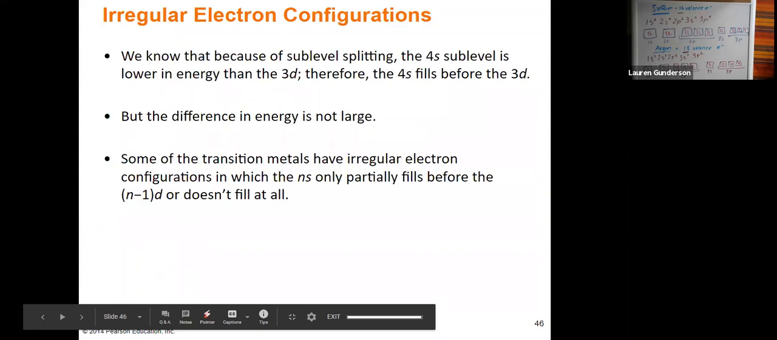Of course, not everything works out perfectly, and there are some irregular electron configurations that we have to look at. And that happens because we have that sublevel splitting that we were talking about before, where you end up with some sublevels that have a higher N value, but they still are at a lower energy level. So like the 4s sublevel being lower in energy than the 3D sublevel is an example of that. The energy difference between them, it's not a huge energy difference, okay? It is a difference, but it's not a large energy difference.